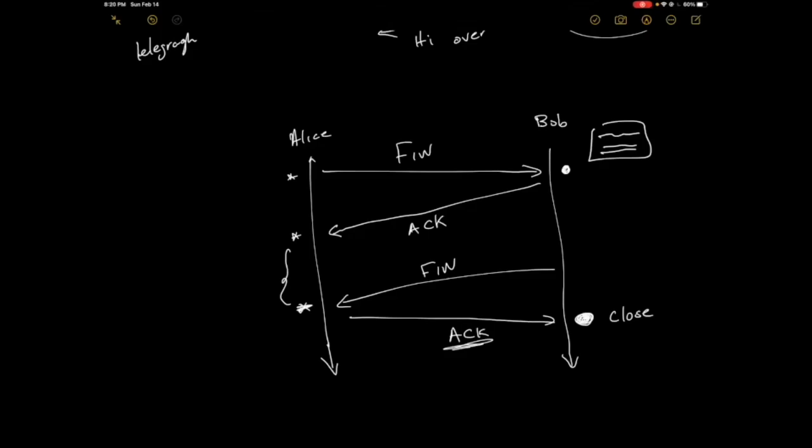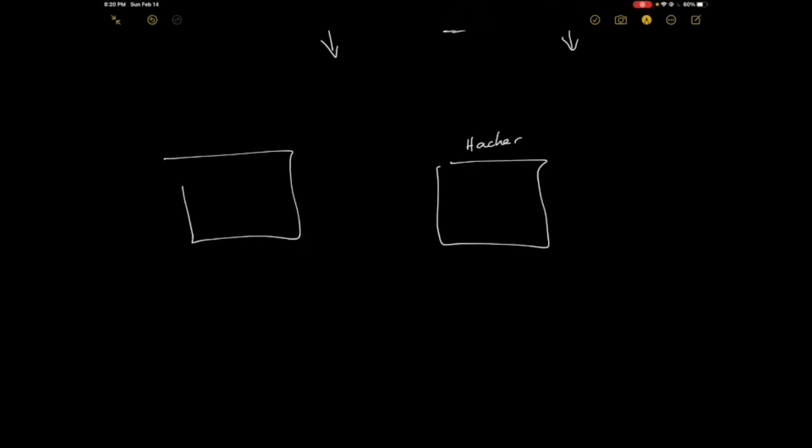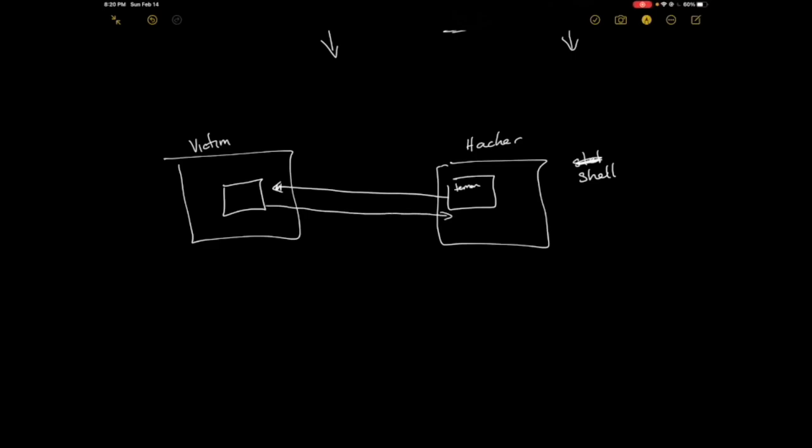TCP connections are really useful for this idea called a reverse shell. Ideally, we want to have some hacker machine over here, and maybe there's some victim machine in our network, and we want to be able to execute shell commands. Once we can execute shell commands, we have control of the machine. So we want a hacker to have some terminal over here, and be able to type into this terminal and have those commands execute on the victim machine. And not only that, also get the results of those commands back to the hacker machine.